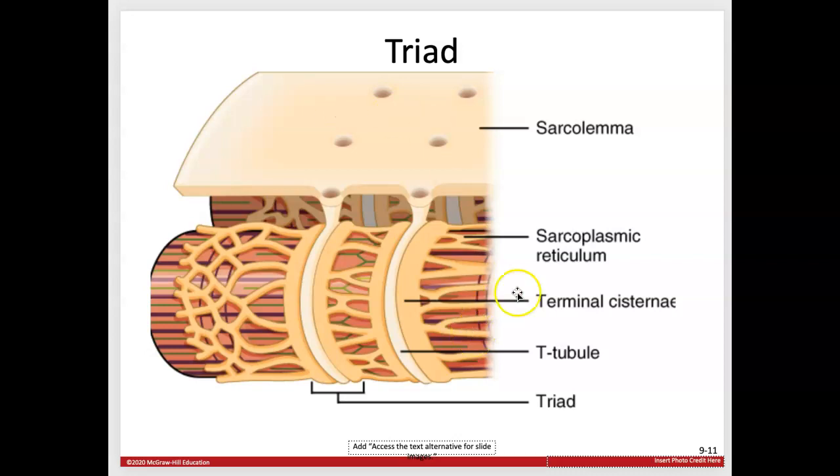So the triad is the T-tubule and the two terminal cisternae together. That's just a name they call those. There's nothing specific that you need to know, other than that the triad is made up of the T-tubule and the two terminal cisternae.